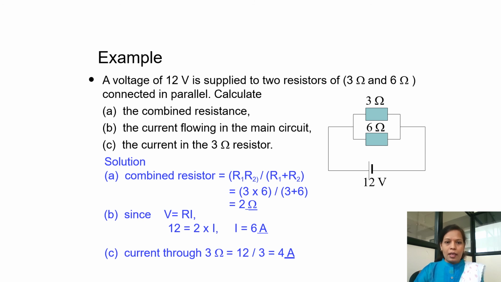Now the current in the 3 ohm resistance. The current in the 3 ohm resistance can be found by using the formula V divided by R, that is the voltage across the circuit, 12 volt, divided by the resistance, 3 ohm. Therefore, the current flowing through the 3 ohm resistance will be 4 ampere.